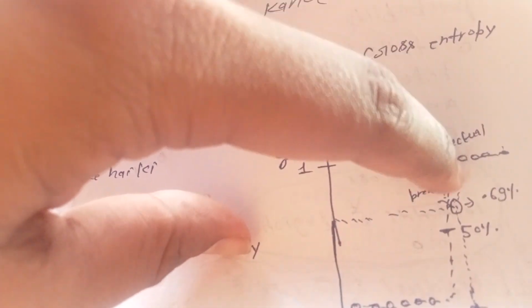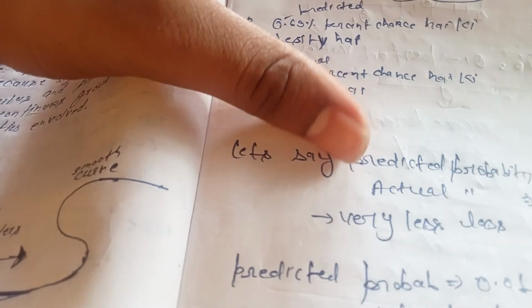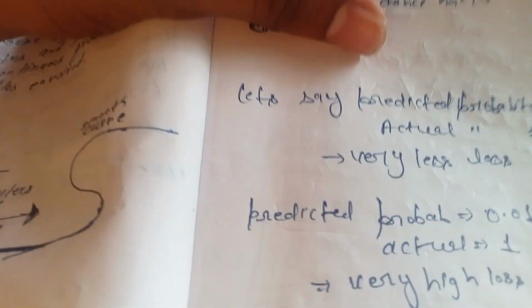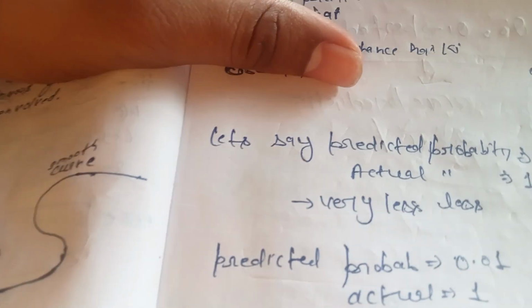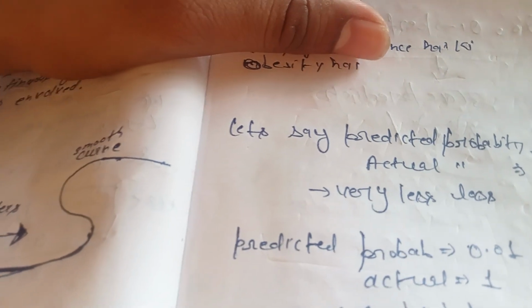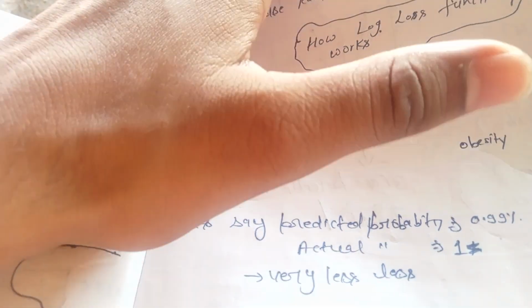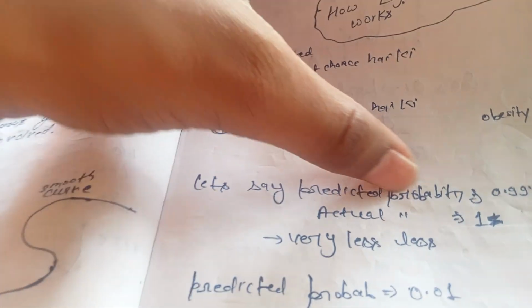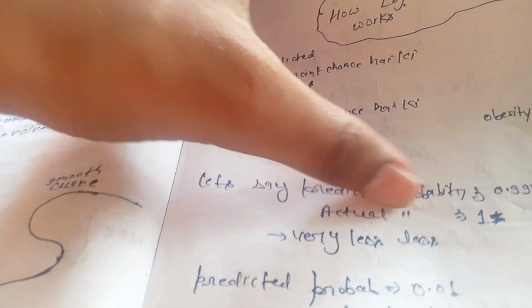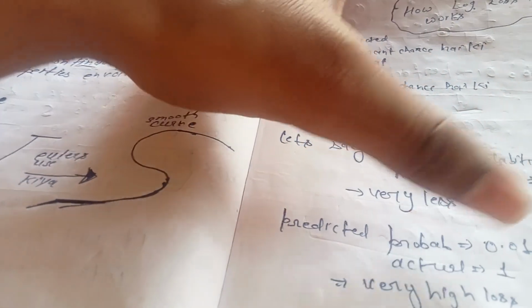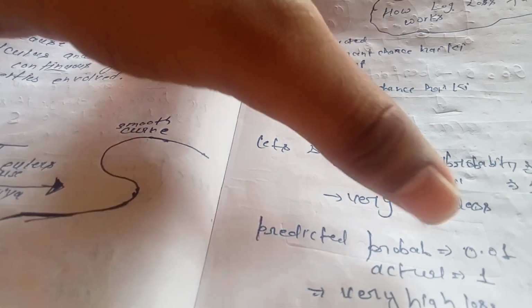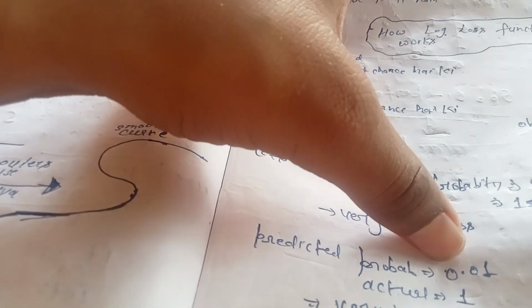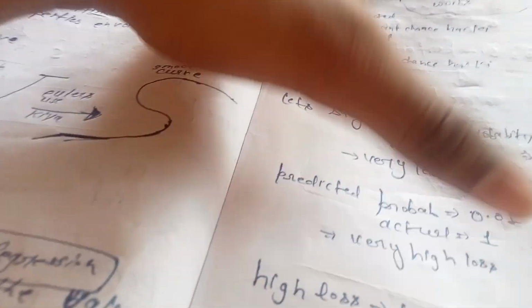So we have to calculate the log loss here. Let's say the predicted probability is 0.99 and actual is 1. Very little loss here, as you have a very small difference. You can see predicted probability 0.99 and actual is 1, very little loss. Predicted probability 0.01 and actual is 1, then very high loss here.